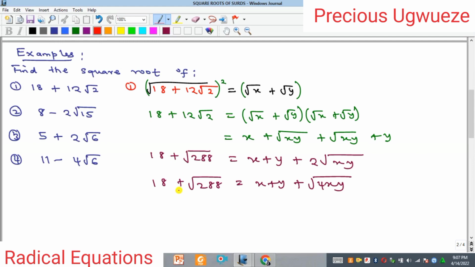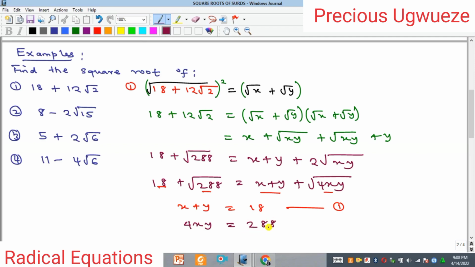Now at this point we can generate our equations using equality of surds. You remember I said under equality of surds that if these two surds are equal, then 18 here must be equal to the rational term here, and this radicand must be equal to the radicand here. So x plus y must be equal to 18. I can call this equation 1, and then our 4xy must be equal to 288.